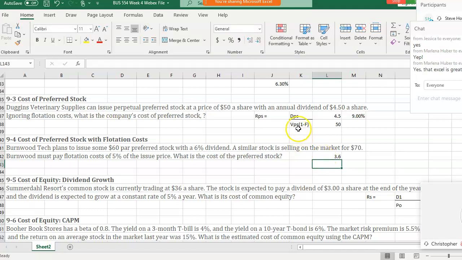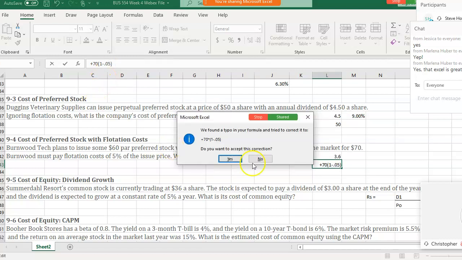I get 360. Then I divide that by the value. Well, the value is the market price. The market price is 70, just like we used for the question above it, where the market price was 50. So I'm going to take that and divide by 70. Now the difference with this one is that I have a flotation cost, so I have to multiply that 70 times 1 minus F, and F is 0.05.